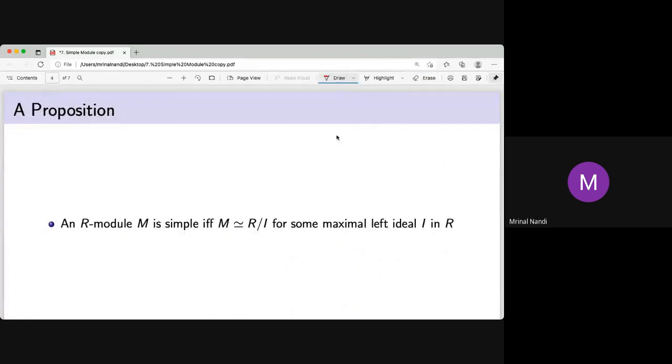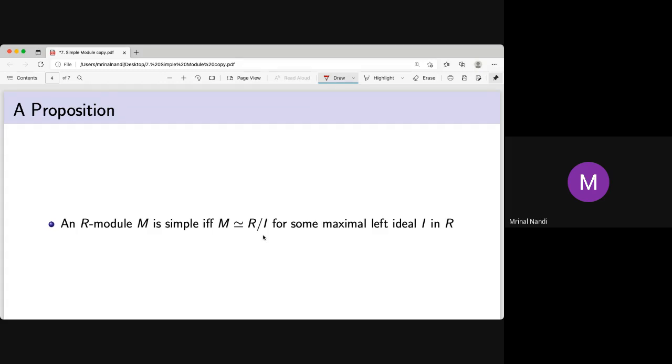Now there is an important proposition or result: an R module M is simple if and only if M is isomorphic to R mod I for some maximal left ideal I in R. So you have to clearly understand the statement. M is an R module. That R module will be simple if and only if M can be written as R mod I. If I is a left ideal of R, you know that R mod I has a module structure, and that module is isomorphic to M for some I, where I is a maximal left ideal.